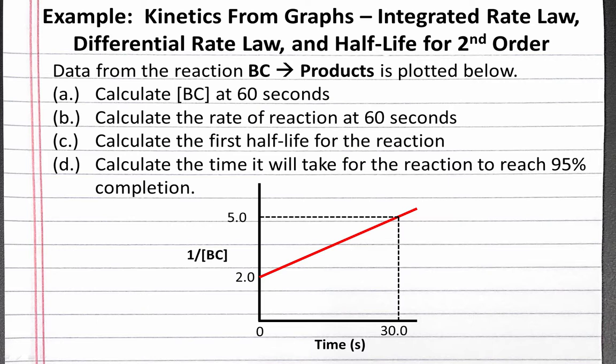Our problem reads, data from the reaction BC produces products is plotted below. In part A, calculate the concentration of BC at 60 seconds. For part B, calculate the rate of reaction at 60 seconds. For part C, calculate the first half-life for the reaction. And for part D, calculate the time it will take for the reaction to reach 95% completion.